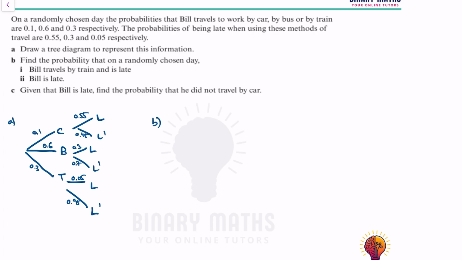B, find the probability that on a randomly chosen day, Bill travels by train and is late. So probability of train and late is equal to probability of train times probability of late.